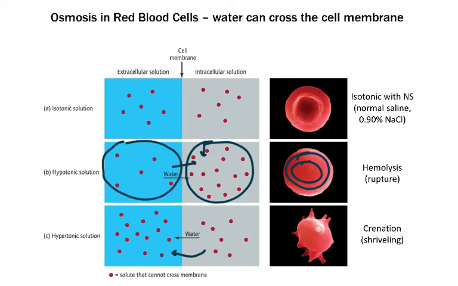And so now you can think about why you want to give an IV solution that might have basically a baseline of normal saline in it so that you don't have hemolysis or crenation occurring.